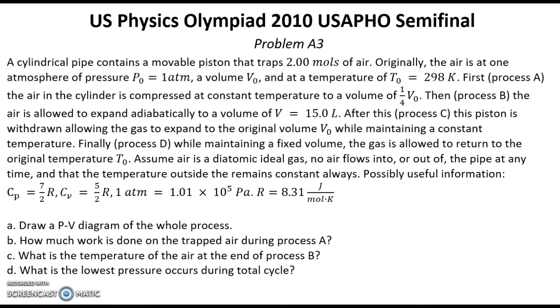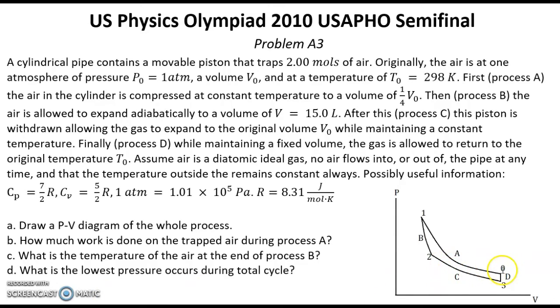Questions. Question A. Draw a PV diagram of the whole process. B. How much work is done on the trapped air during process A? C. What is the temperature of the air at the end of process B? D. What is the lowest pressure that occurs during the total cycle? Solution. So, first let's draw a PV diagram of the whole process.